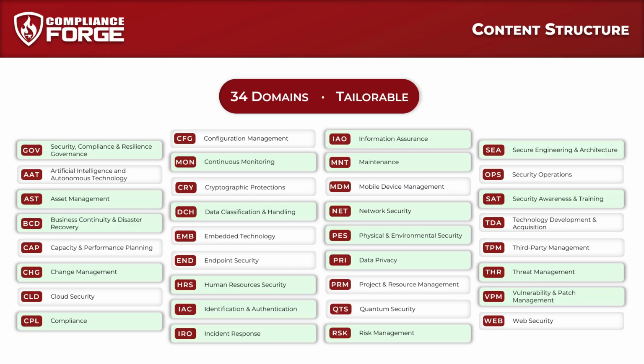And every one of these 34 domains is tailorable. The structure of the SCRP is scalable, making it easy to add or remove policy sections as your business needs change.